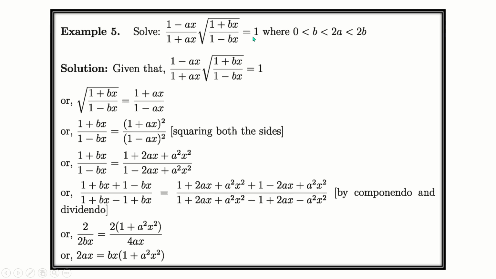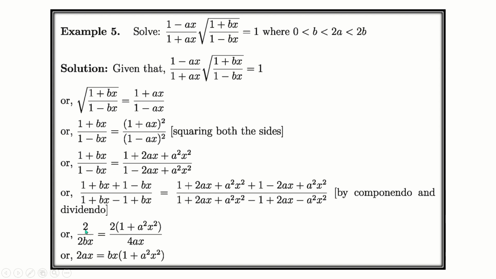Example 5. This is a given condition. That means we have to solve this. This is a given condition, and after interchange into the right side we'll get (1 plus x) by (1 minus x). By squaring on both sides we'll get this, and here the (A plus B) whole square formula is used. Now applying componendo dividendo, that means this plus this divided by this minus this. That means numerator plus denominator divided by numerator minus denominator. In the same way the right side also.